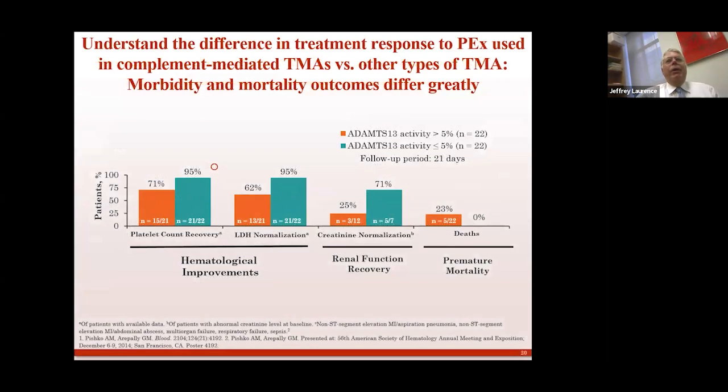Okay, let's now go to atypical HUS. Before we knew how to treat atypical HUS, before we knew it was a complement-mediated condition, the only thing we had to treat patients with was plasma. This is a very interesting study from Duke, where they did a retrospective study of 44 TMA patients in their registry, half of whom had ADAMTS13 less than 5% with high titer inhibitors. So these are classic TTP patients.